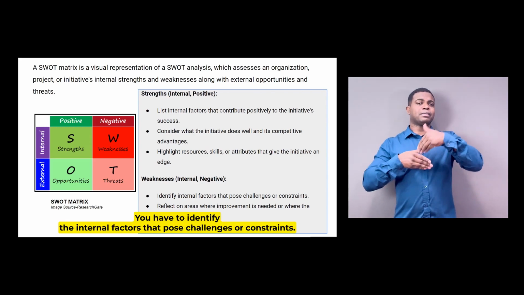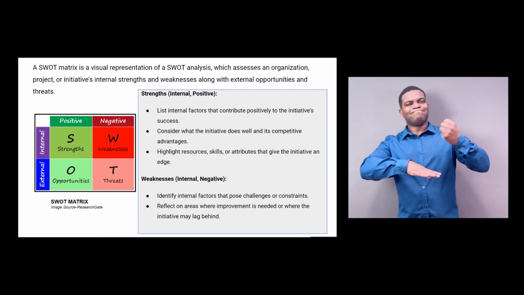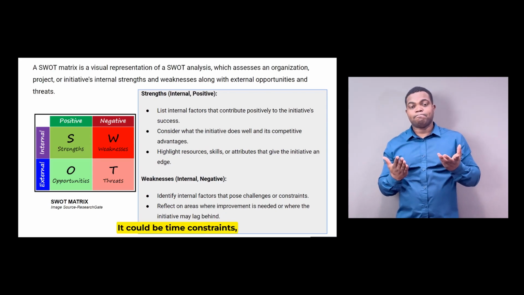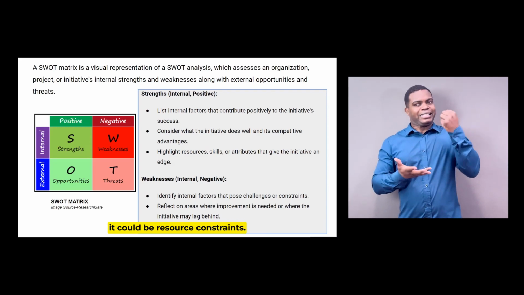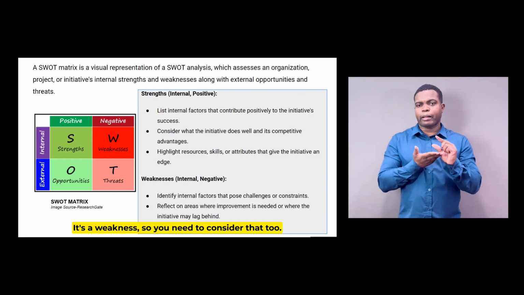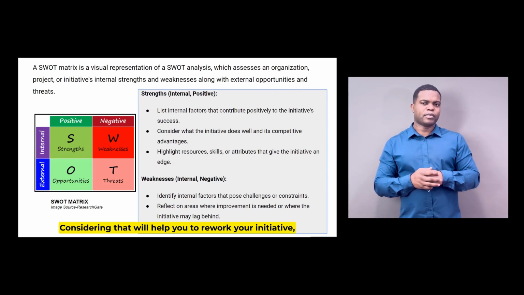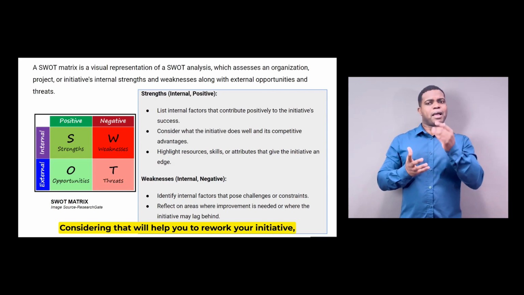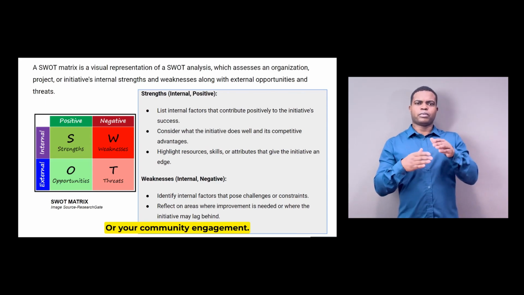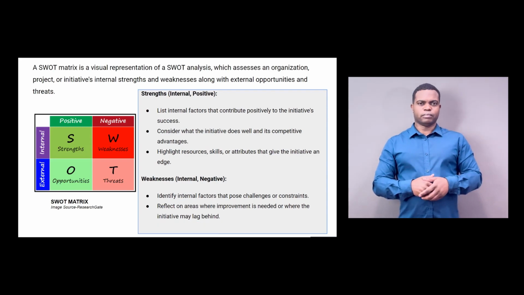For the weaknesses, which is also under internal negative, you have to identify the internal factors that pose challenges or constraints. It could be time constraint. It could be funding. It could be resource constraints. Maybe you don't have enough funding for that. It's a weakness. So you need to consider that too. Considering that will help you to rework your initiative, your project, or your community engagement efforts that you are planning on.